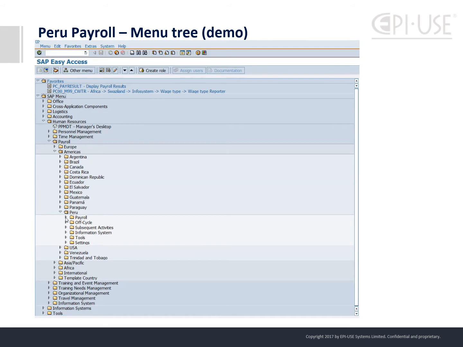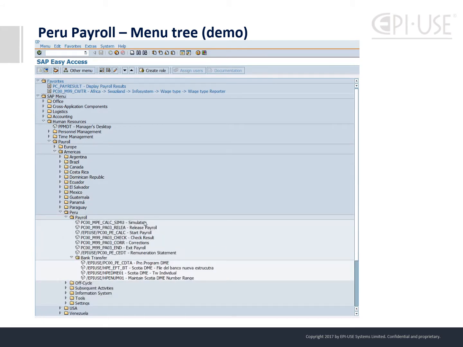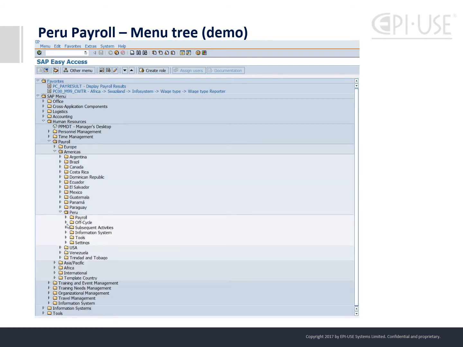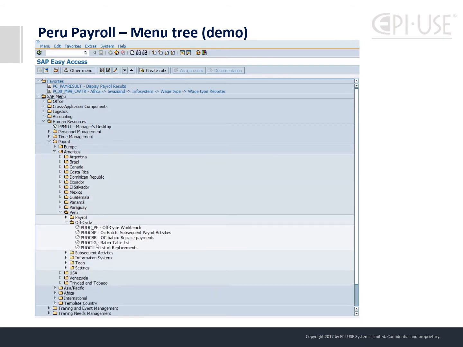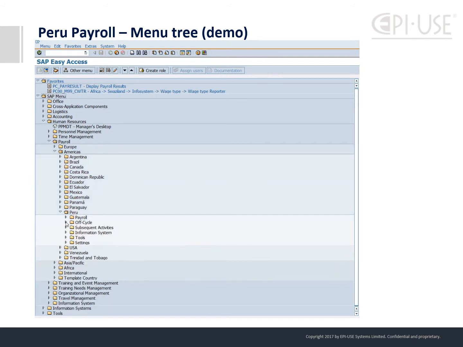If we look at the node for payroll, we find the transactions for simulation, release payroll, start payroll, check results, corrections, exit payroll, as well as remuneration statement. We also find all the bank transfer transactions underneath here. Then there's also a section for off-cycle. It's all the standard SAP transactions.